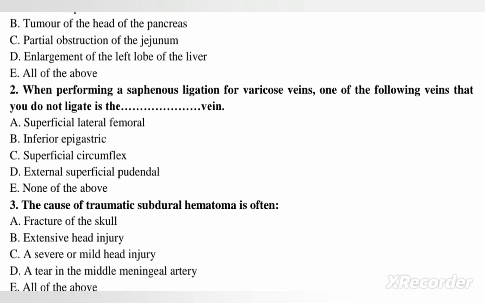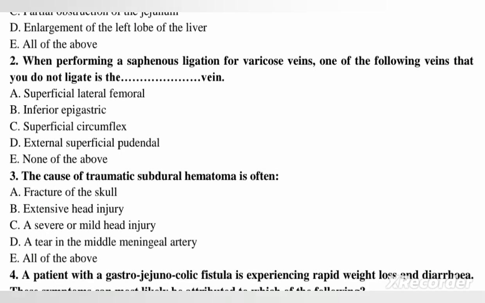Question 2. When performing a saphenous ligation for varicose veins, one of the following veins that you do not ligate is the dash vein. A. Superficial lateral femoral. B. Inferior epigastric. C. Superficial circumflex. D. External superficial pudendal. E. None of the above. The correct answer here, as you can see, is the inferior epigastric vein.